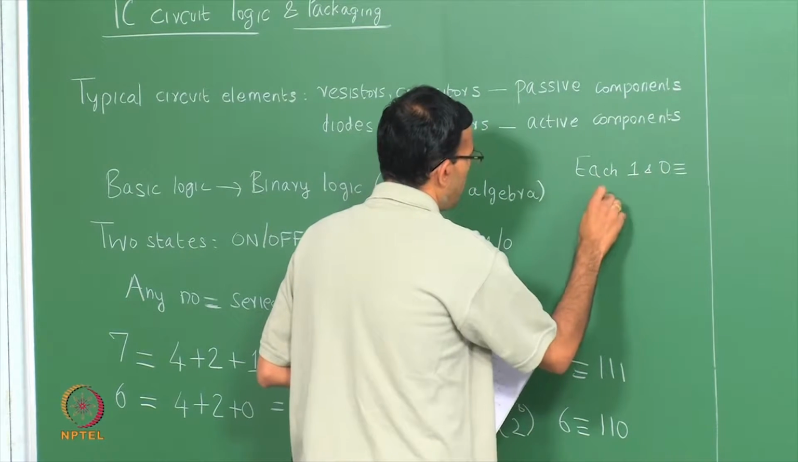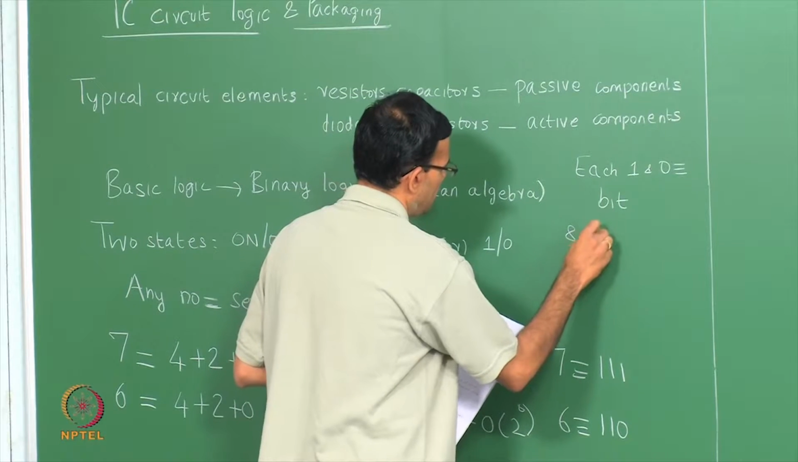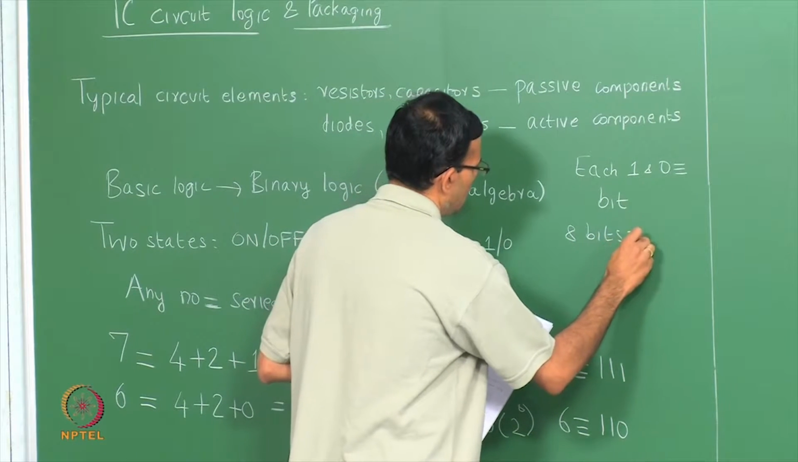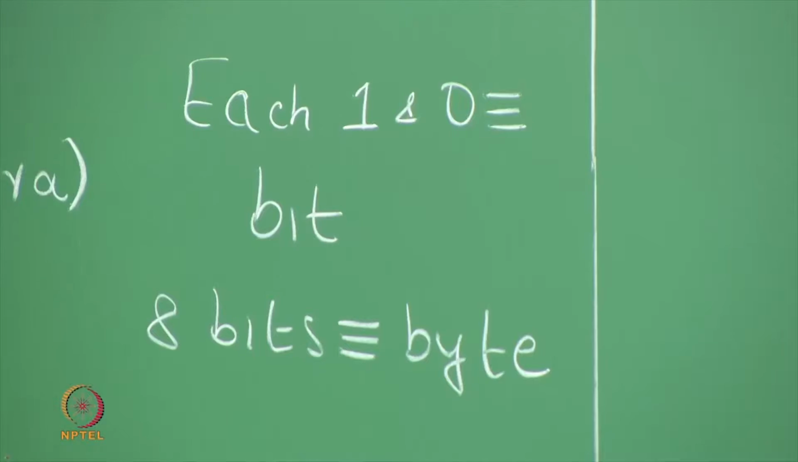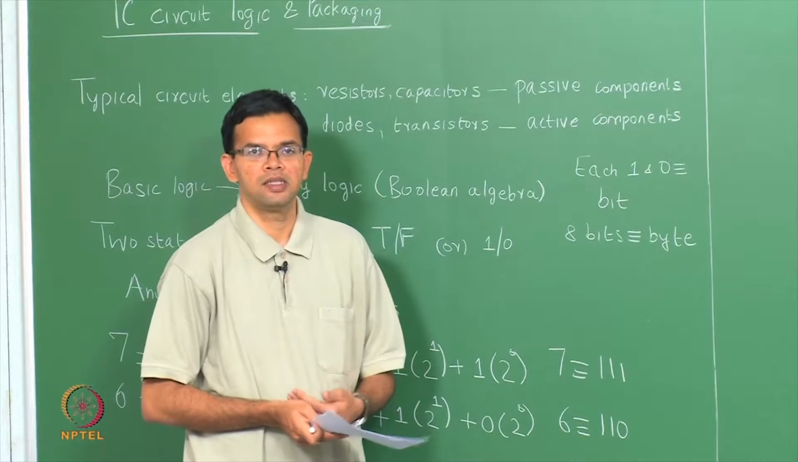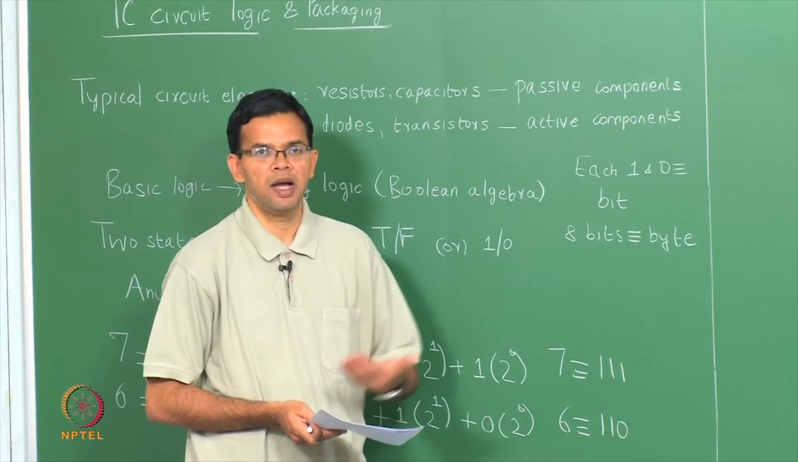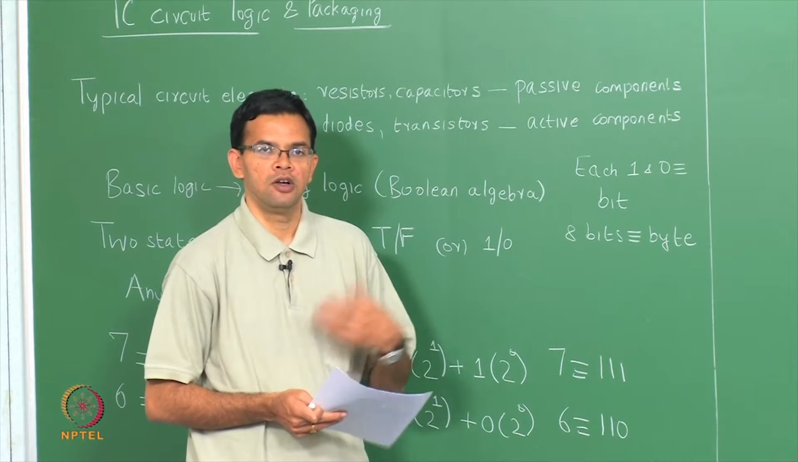Each 1 and 0 is called a bit, and 8 bits come together to make a byte. There are higher orders as well. There are kilobytes, megabytes, gigabytes and so on, which all represent higher orders of these bits.